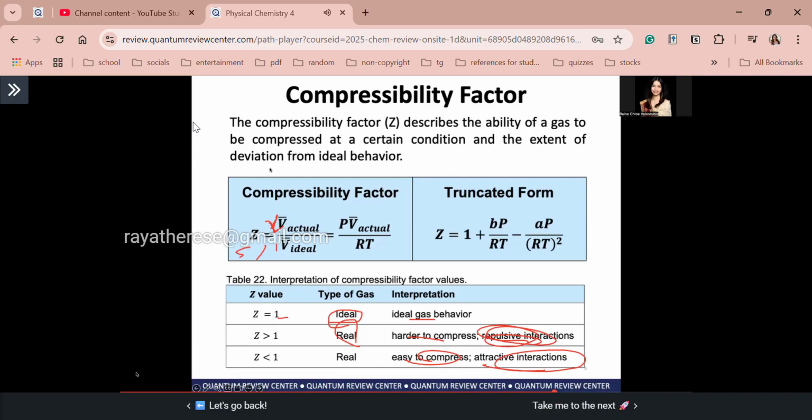So why, if Z is greater than 1, does that result in the deviation from ideality? That is because of the significant contribution of the molecule's volume to the total gas volume. Since your molecules are big, they also have a big contribution to the total gas volume. Because they are big, it is easy for them to be repulsive with each other. Then, if Z is less than 1, it also deviates from ideality because there is an increasing IMFA strength. So if we have an increased IMFA strength between gas molecules, then it is harder to break those intermolecular forces. That's why your volume is compressed, or we have a shrunk volume for your real gas.